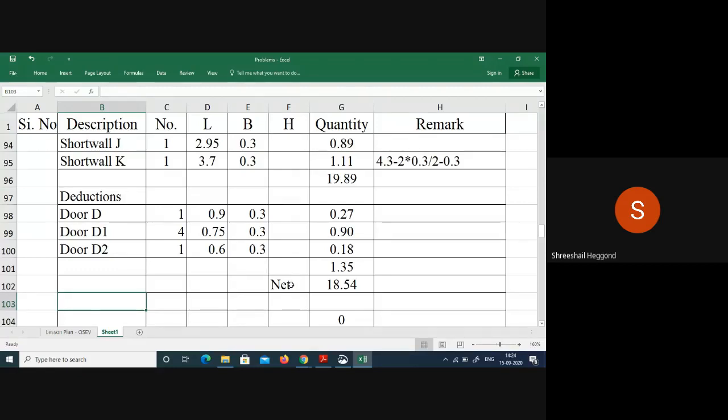Am I audible to everyone? Yes, sir. Fine. Because nobody is reacting, so we need to verify in between.